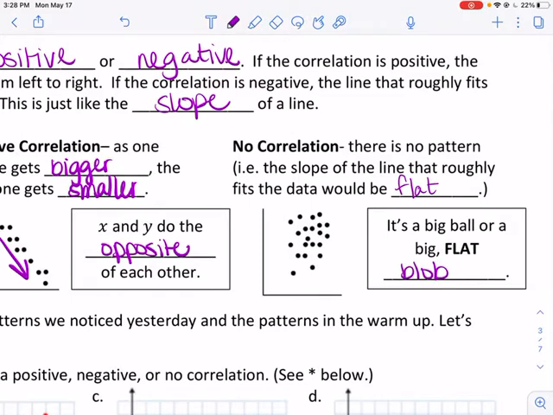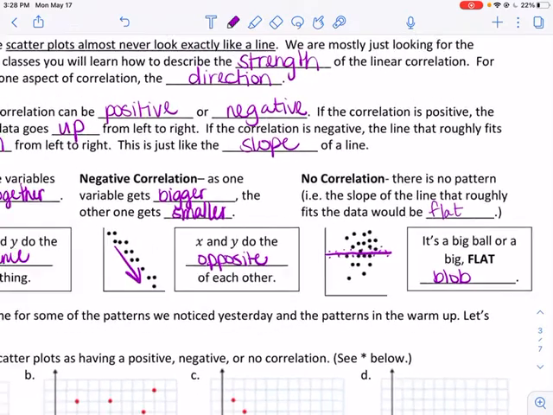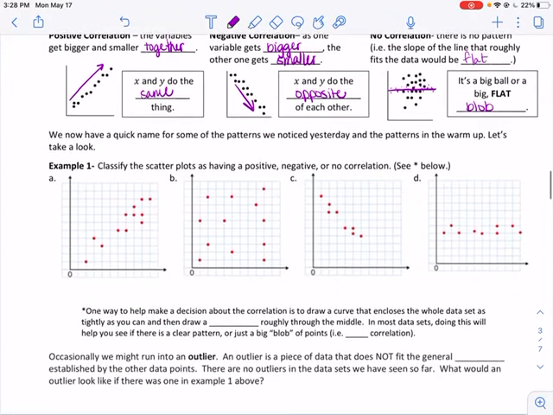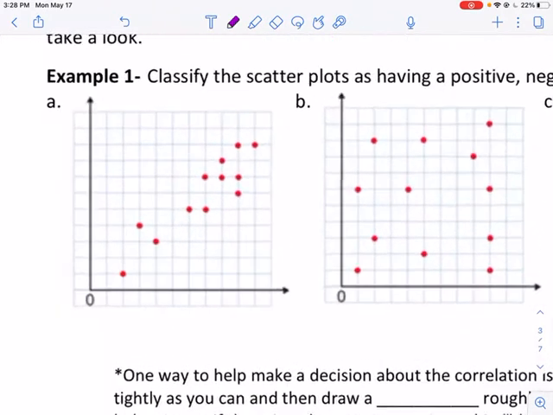And you could say, even if it looks like there's a general trend that you can draw a line there, it doesn't look like the x variable affects the y variable very much. Like the y variable just stayed in the same spot the whole time. So that's why we say it has no correlation, because it didn't matter what x was, y was exactly the same the whole time. So now we're going to classify these.